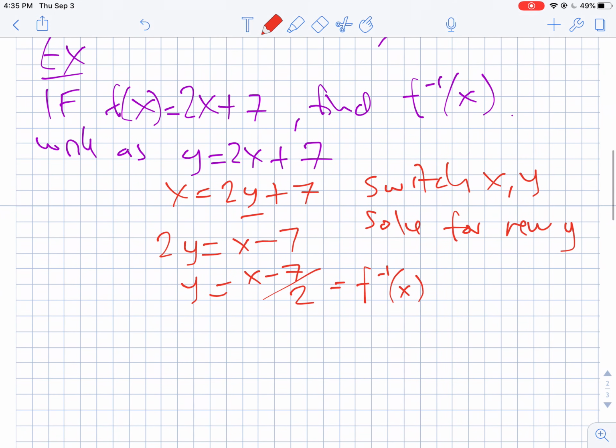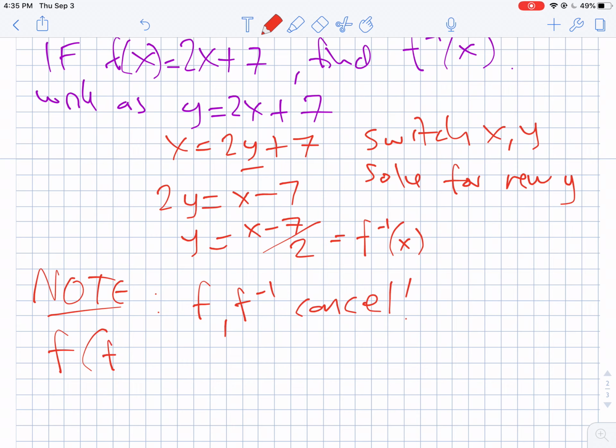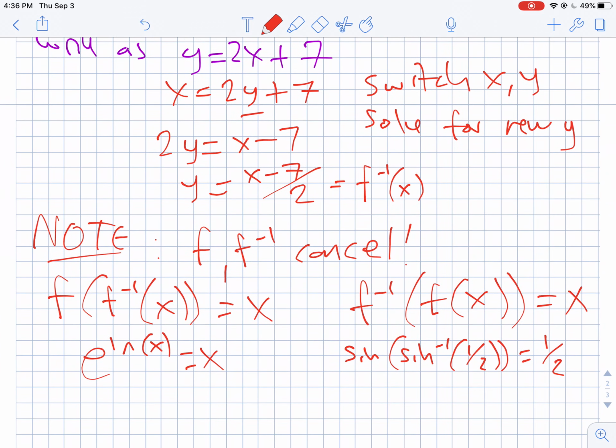Great. So that's the basics of inverses. One thing I did want to point out to you, this is kind of an interesting relationship, is that f and f inverse kind of cancel when you apply them to the same thing. So if you take the function of the inverse function of x, the f and the f inverse cancel and you just get x. If you take the inverse function of the function of x, those cancel and you just get x. We've seen this before, right? If you take e to the natural log power x, you get x. If you take the sine of the inverse sine of, say, 1/2, you get 1/2. That's the inverse relation. They cancel each other out. Okay, so that's what an inverse is. The next video, we'll talk about derivatives.